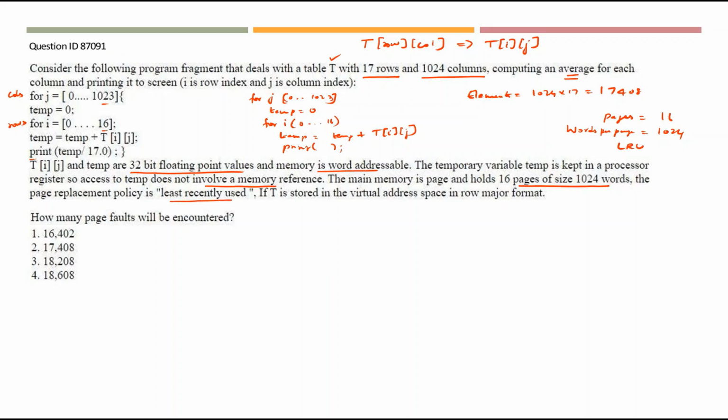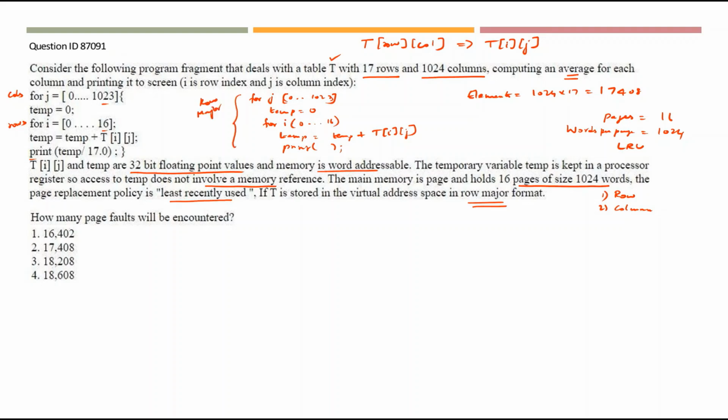If T is stored in the virtual address space in row major format, whenever we want to store a table, there are two ways of storing it. One is in row major order and the other is column major order. The subsequent questions will have column major order; I will explain the column part in that question. This part is row major format.